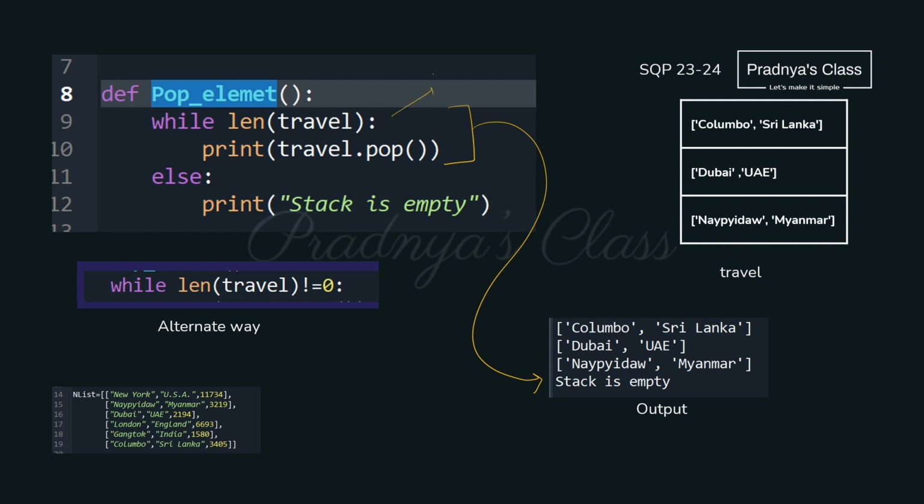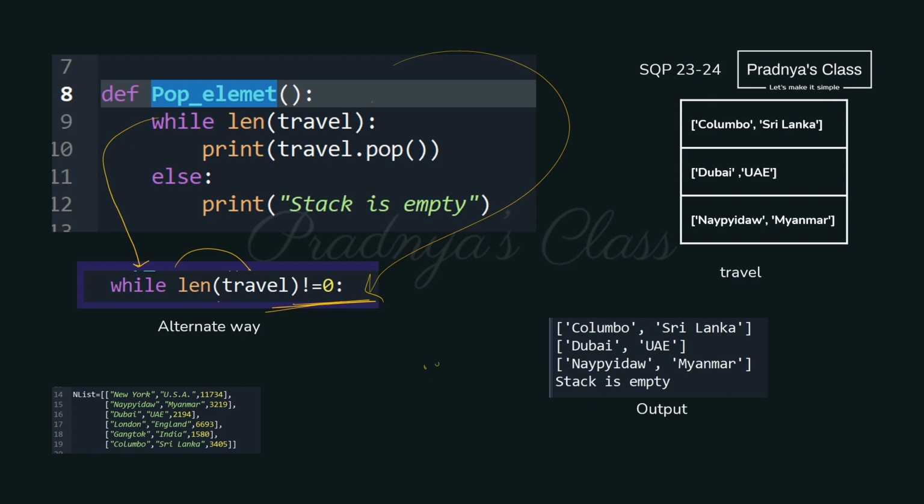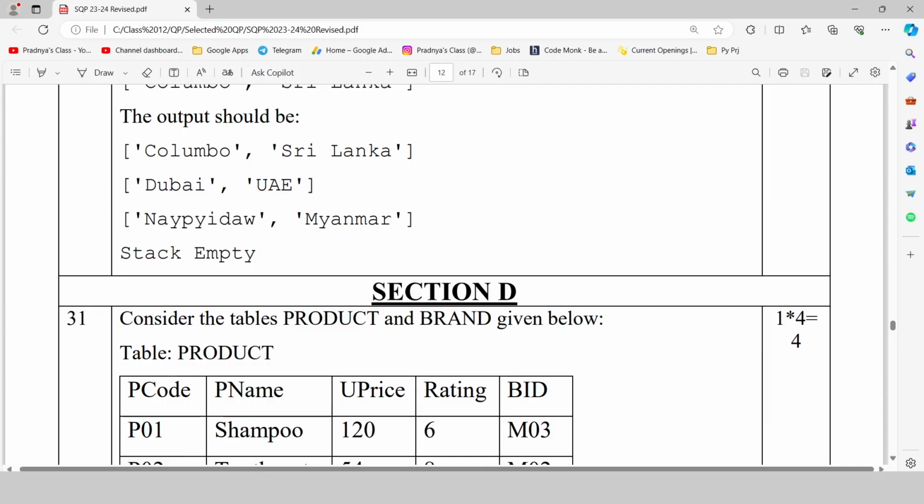But when the length is equals to 0, the else part of the while loop will get executed. And we will get this message, stack is empty. And after execution of the program, we are getting the required output. If you get confused with this statement, you can write explicitly while length of travel is not equals to 0. Both are same statements. Hope you understood this code too. Give it a try. In this way, we solve the questions from the section C.